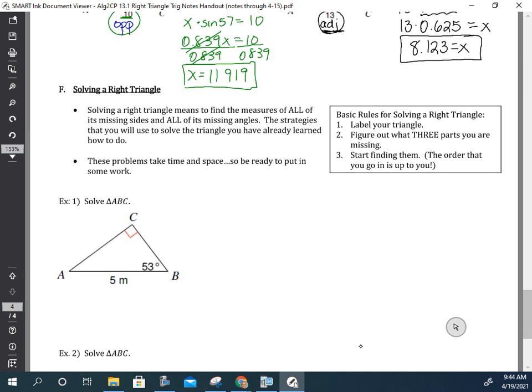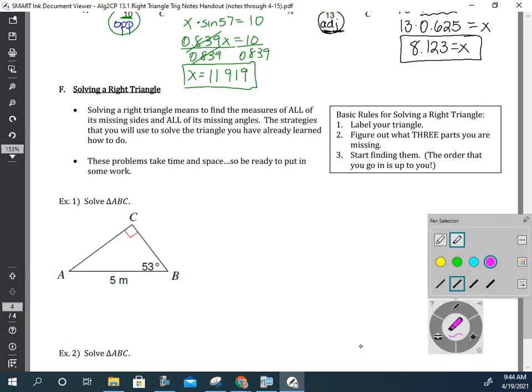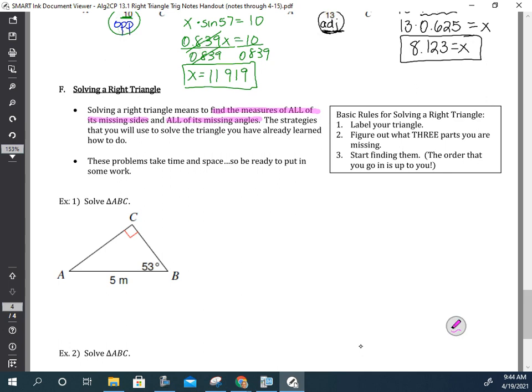And that's solving a right triangle. When you solve a right triangle, that means find the measure of all the missing sides and all the missing angles. The plus side is the things that you need in order to solve this type of problem, you already know how to do. We've done them already.